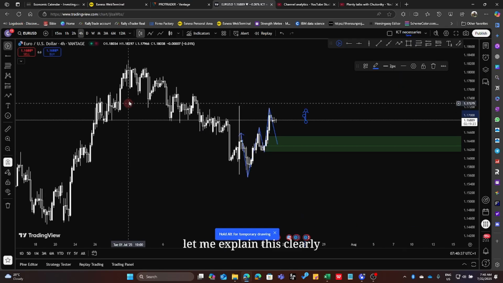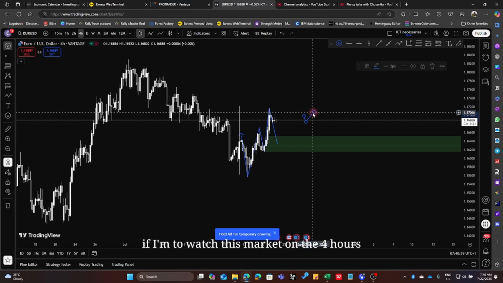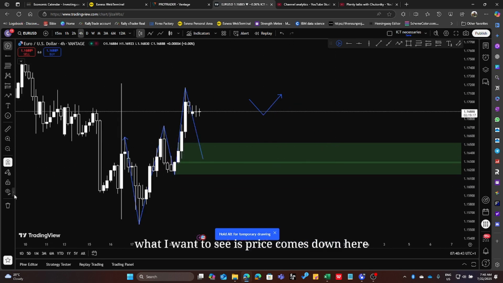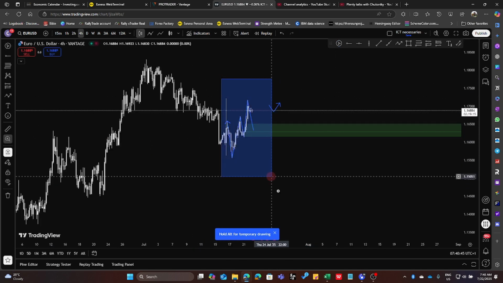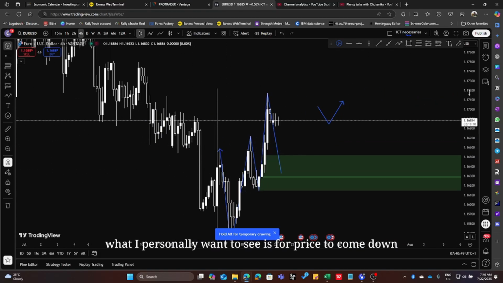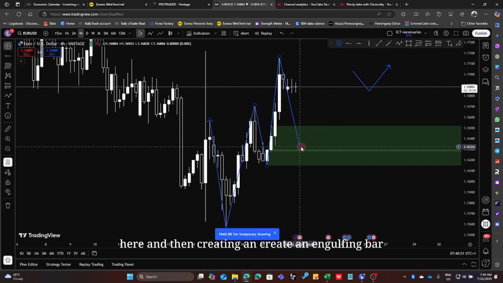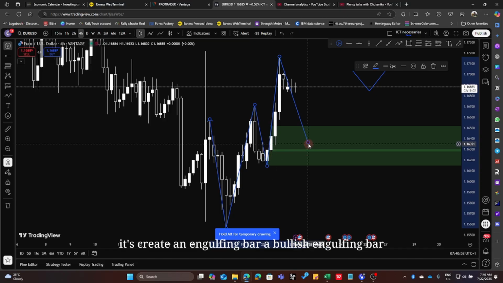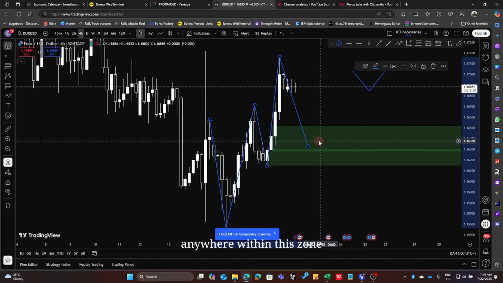Let me explain this clearly. On the 4 hours, if I'm to watch this market on the 4 hours, what I personally want to see is for price to come down here and then create an engulfing bar, just like what's happening right here. It creates an engulfing bar, a bullish engulfing bar anywhere within this zone. I'll be aiming for a buy trade, right?